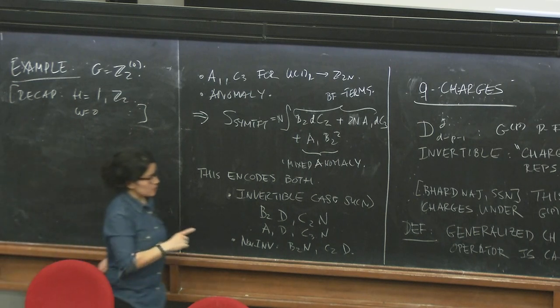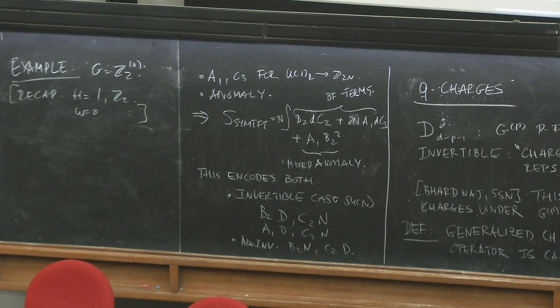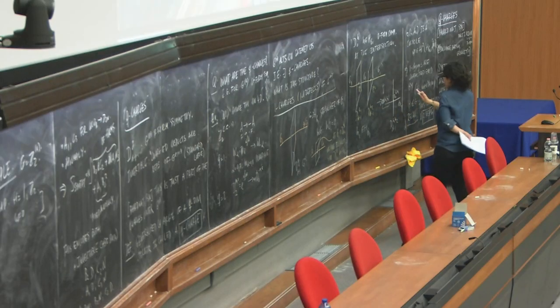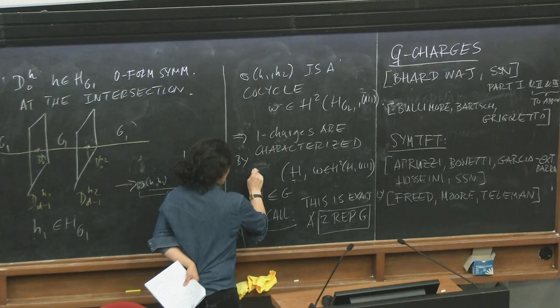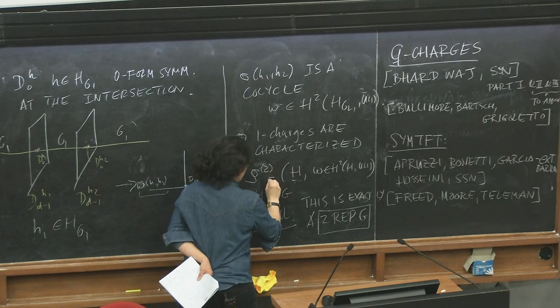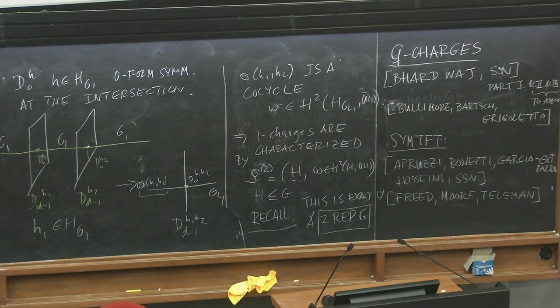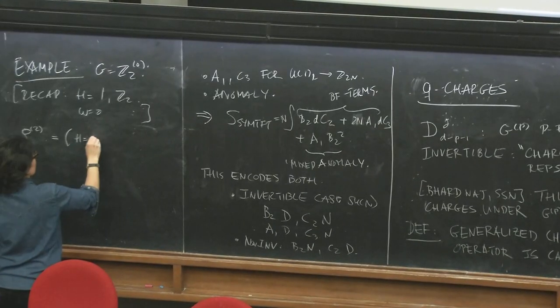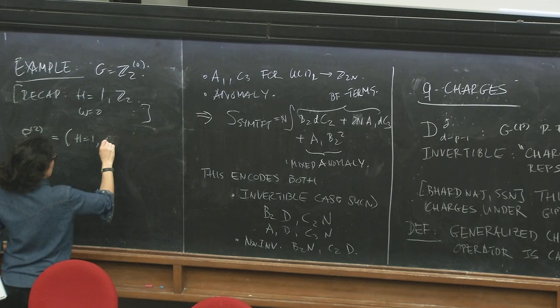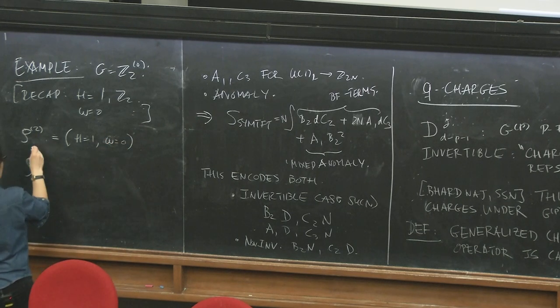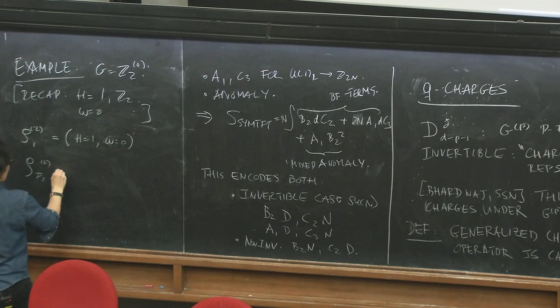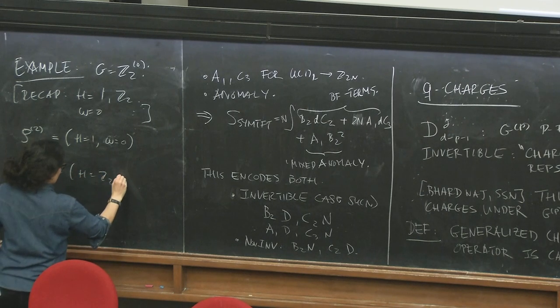So maybe I want to introduce one more piece of notation. I'll label this by rho, and because this is now a 2-representation, one-charges are 2-representations. Okay, so now for Z2, which rho 2s do we have? Well, there's the one with the trivial H, and omega is 0. And the Z2 one, where H is Z2, and again omega is 0.